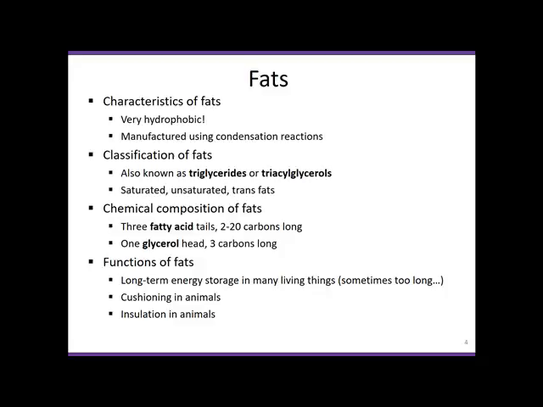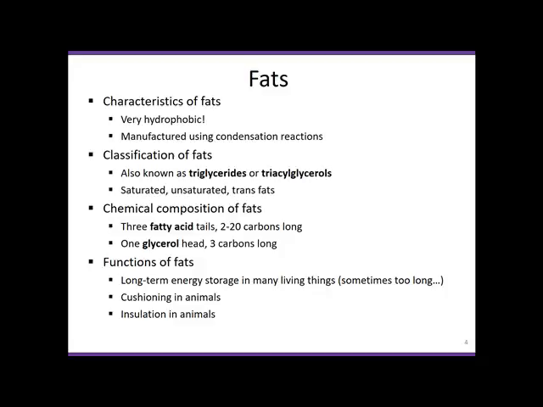Okay, let's dive right in. Let's look at fats. First of all, fats are very hydrophobic. Very, very hydrophobic. They don't interact well with water at all. Fats include things like butter and oils. And think about it. What happens when you mix oil with water? Well, it doesn't mix.